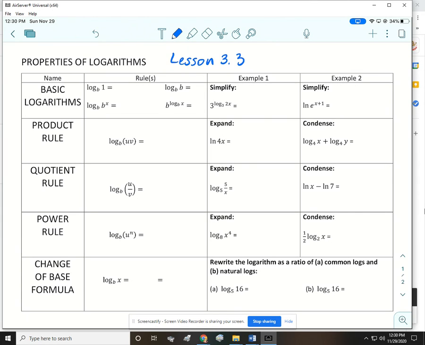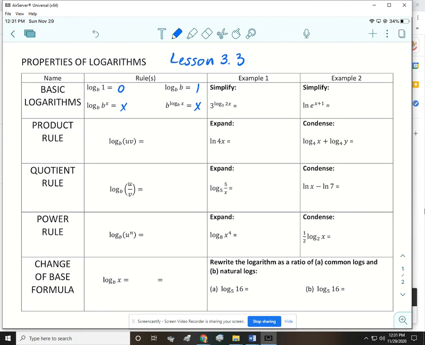All right, so just to review some properties we've already talked about, the basic logarithms. If we have log base b of 1, the only exponent you can raise b to and get 1 is going to be 0. Log base b of b is going to be 1. Log base b of b to the x is x. And b raised to log base b of x is also x. And we learned that the first time we went through the reasons why, so hopefully now you can just remember them.